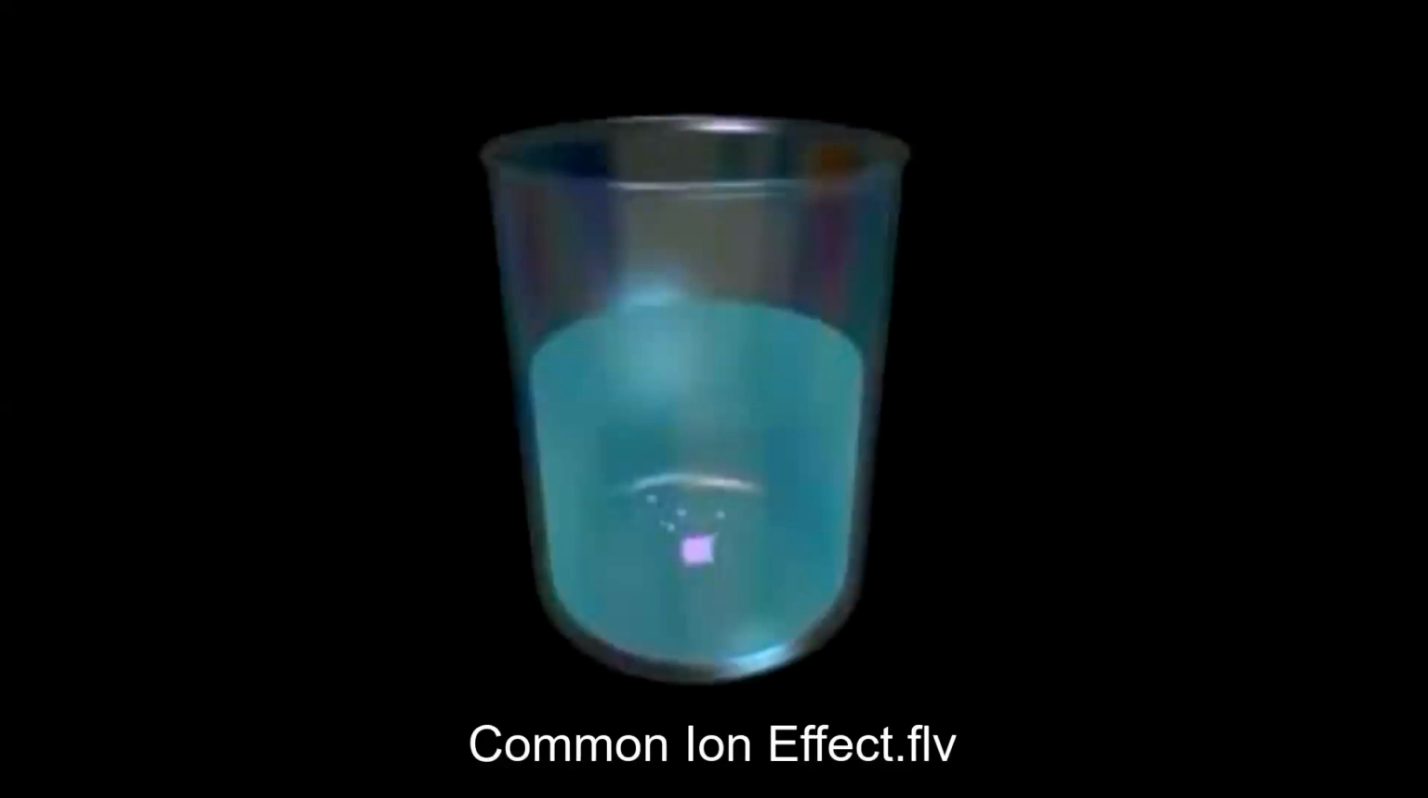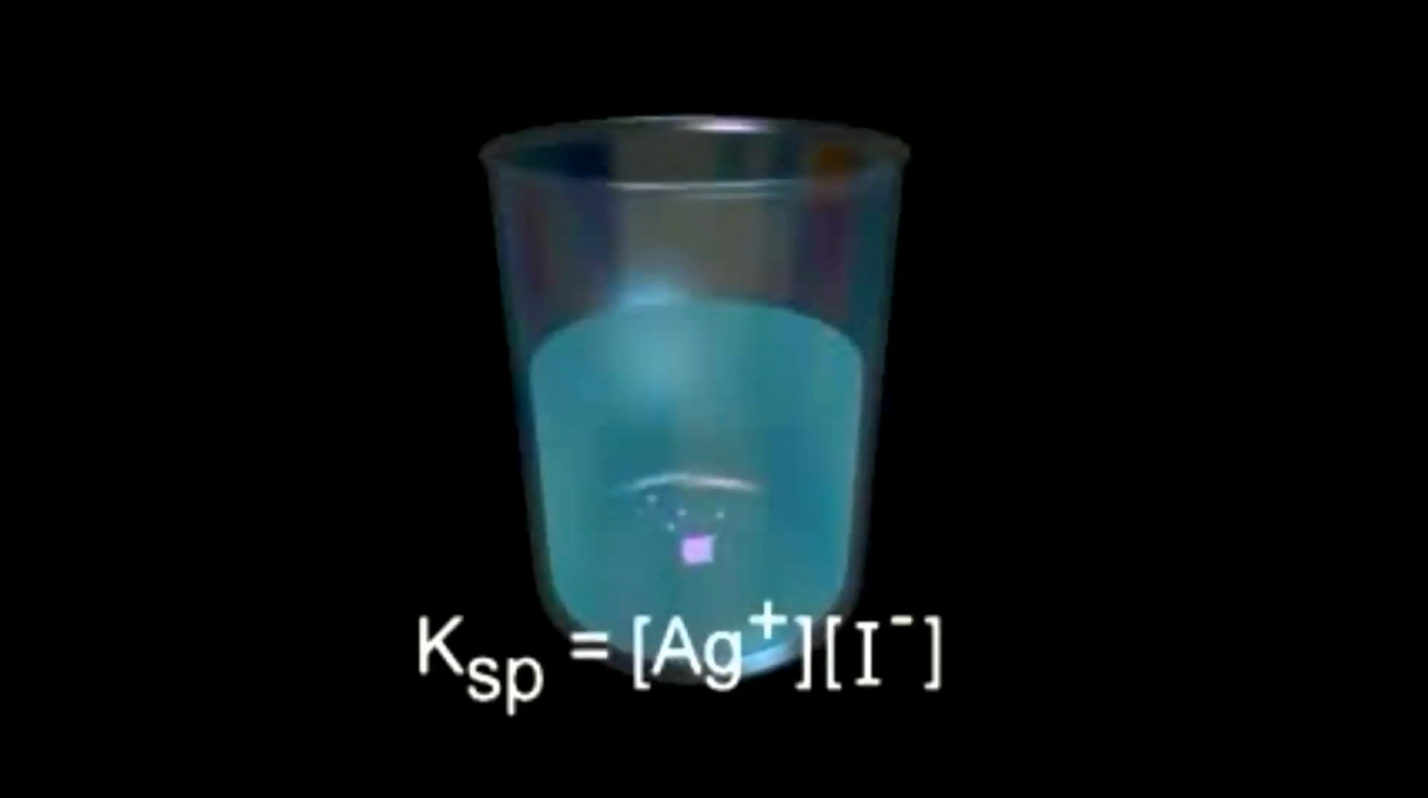When a slightly soluble solid such as silver iodide is placed in water, an equilibrium is established between the ions in the solid and in solution. In this view, the water molecules that solvate the ions are not shown to simplify the illustration. The solubility equilibrium is expressed by the solubility product.